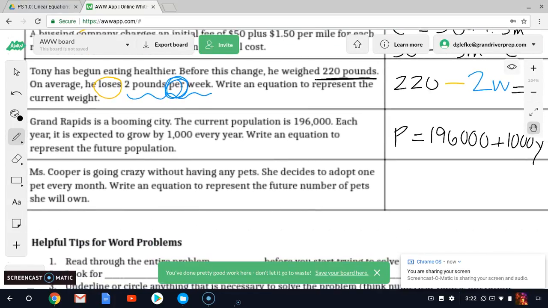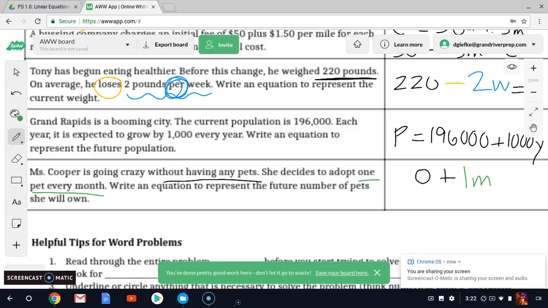The next one, it says Miss Cooper is going crazy without having any pets. She decides to adopt 1 pet every month. Write an equation to represent the future number of pets she will own. This one's weird. So our starting point is 0. She doesn't have any pets. So our starting point is 0. And we are adding, okay, that's without having any pets. She doesn't have any. Then we are adding 1 pet per month. So 1 pet per month.